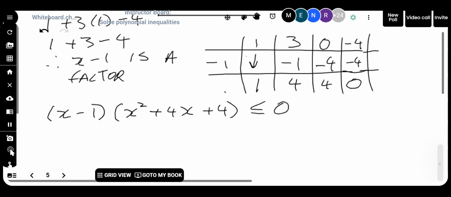Can we factor the second bracket? Can we factor this bracket again, the x squared plus 4x plus 4? The answer, of course, is yes. Can somebody factor that for me, please? So x minus 1. What would that second one look like factored? X squared plus 4x plus 4.